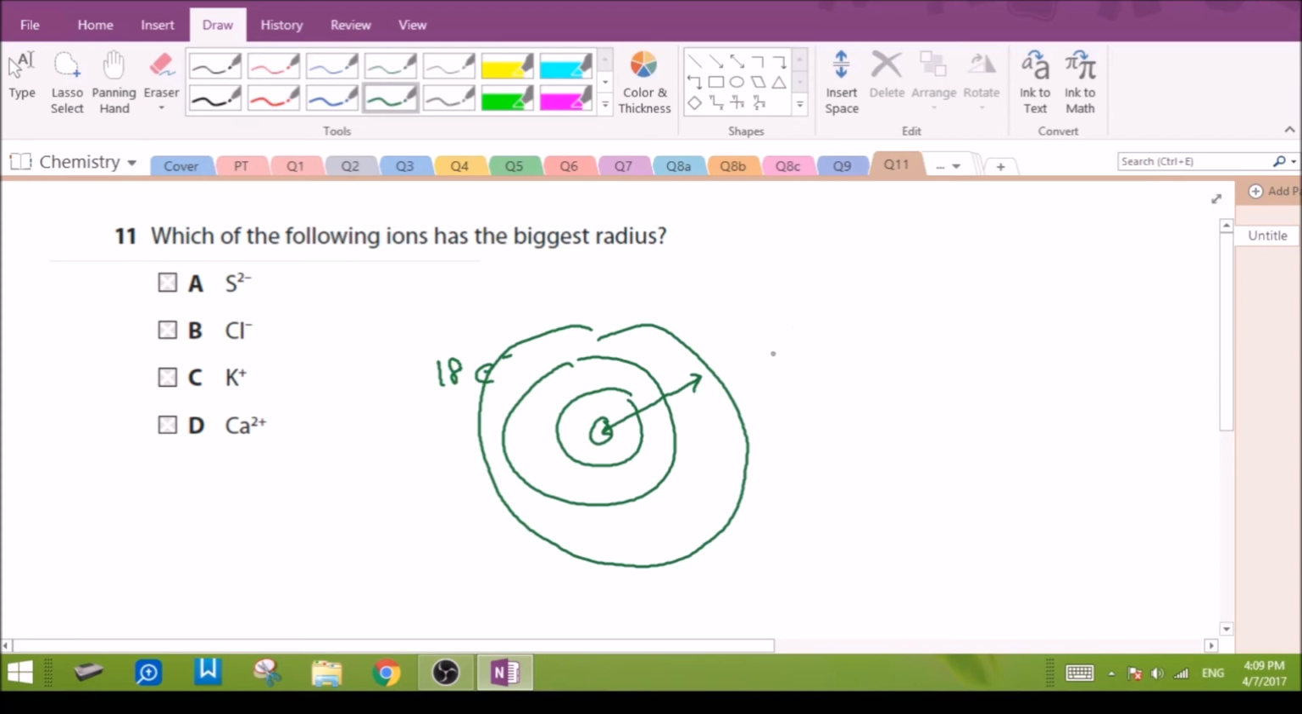Or conversely, you have fewer protons, you have less attraction, right, less nuclear effect on your electrons. That means they'll be further away from the nucleus. You will end up with a larger radius. So we have to see which of these 4 options has the least number of protons. Right, referring to the periodic table, that will be our sulfur.